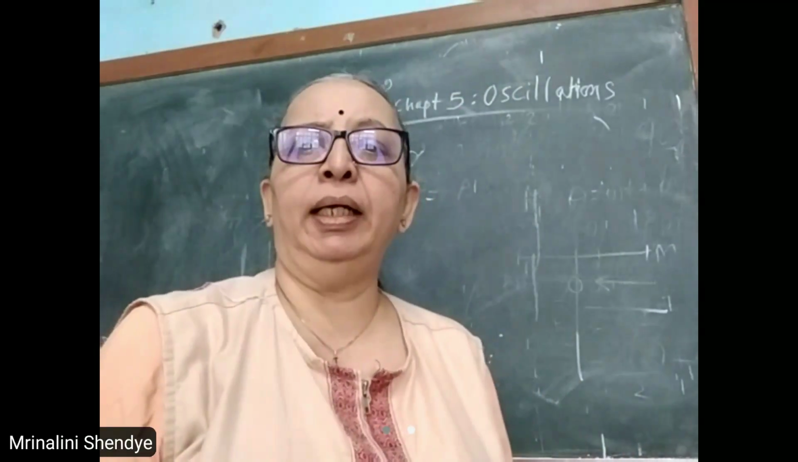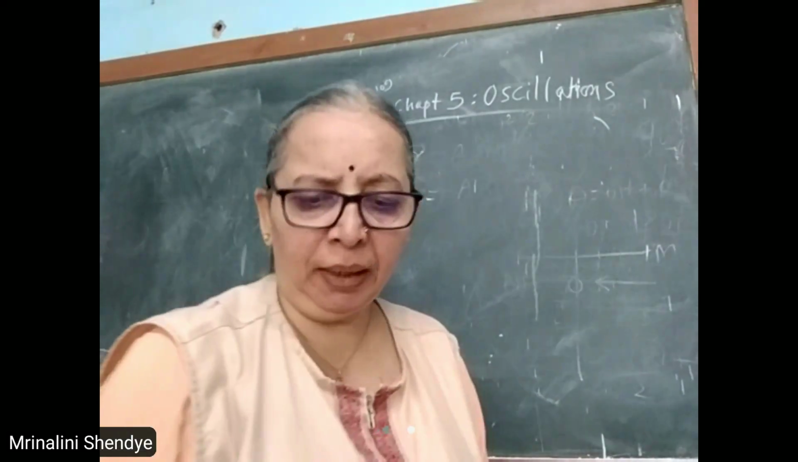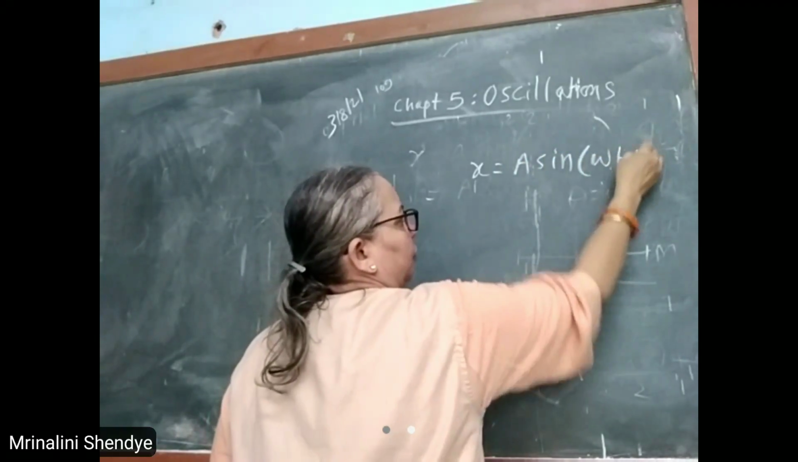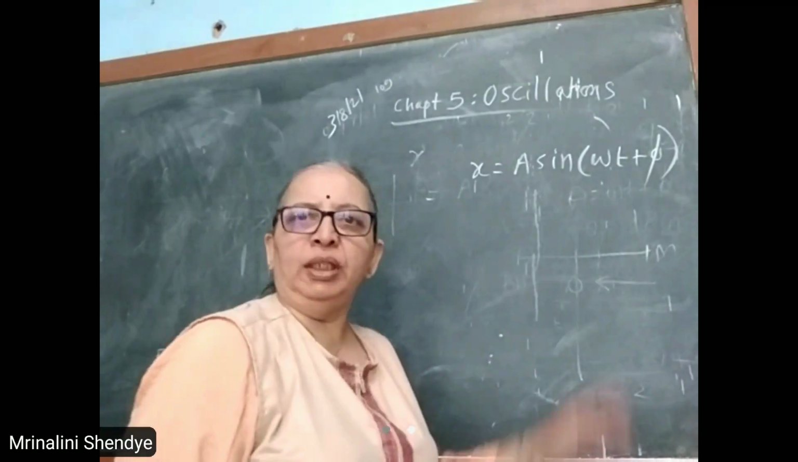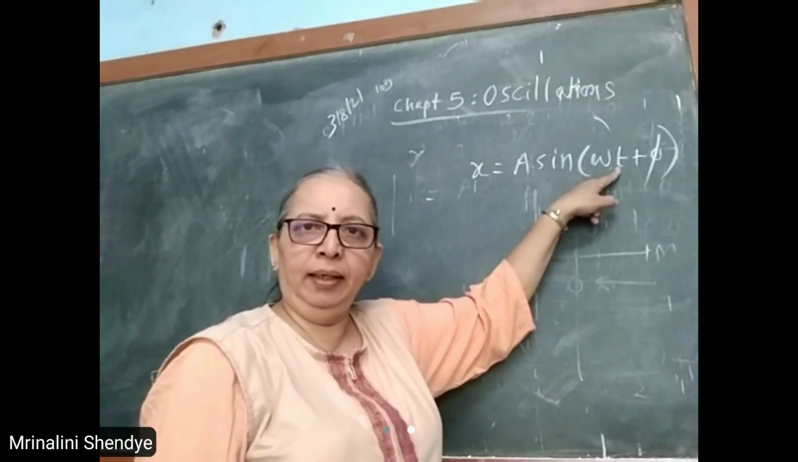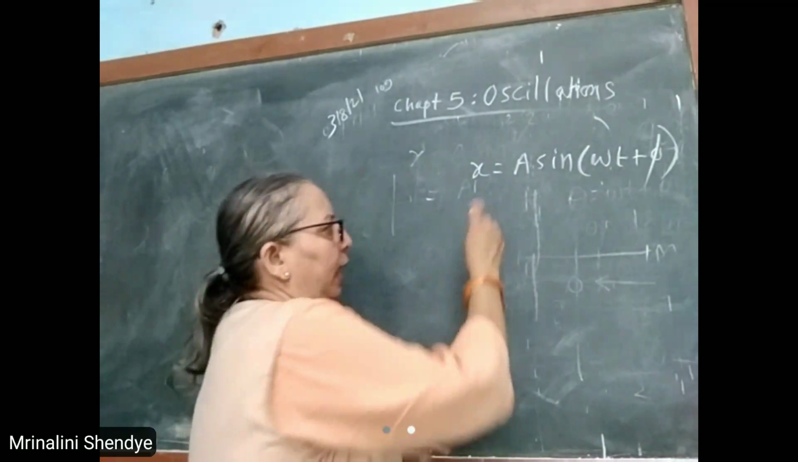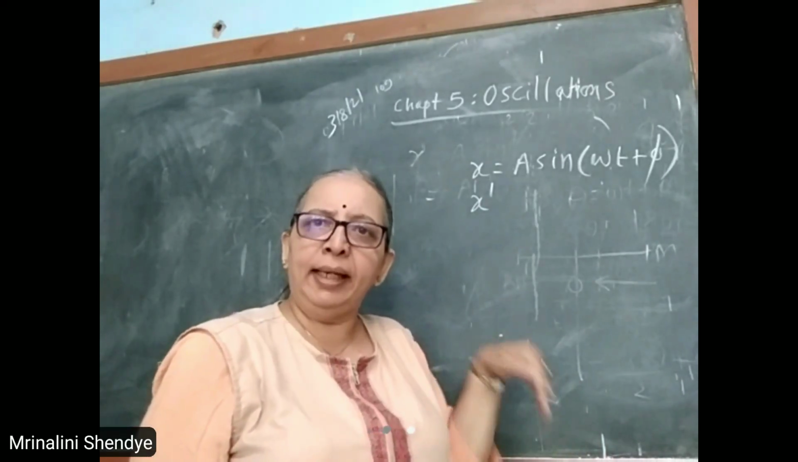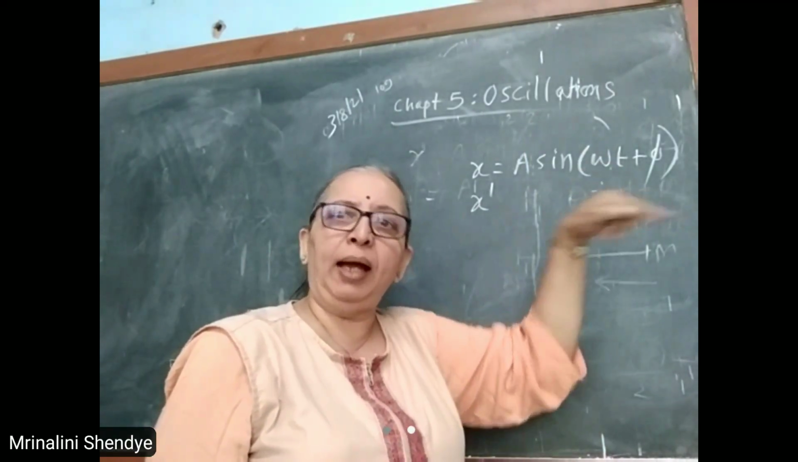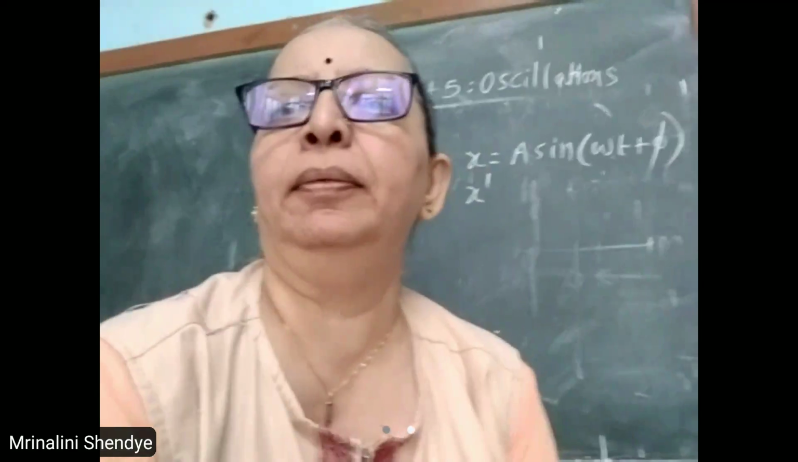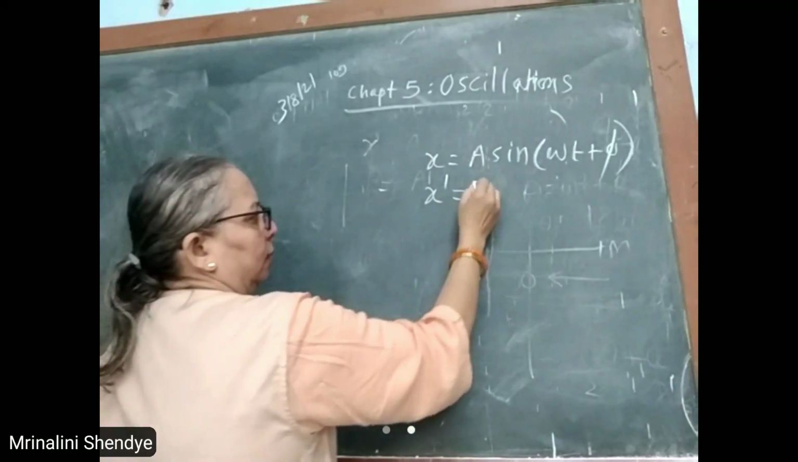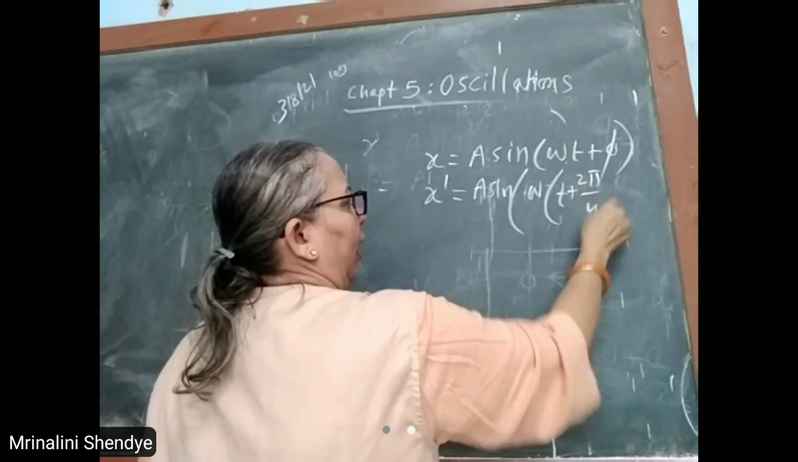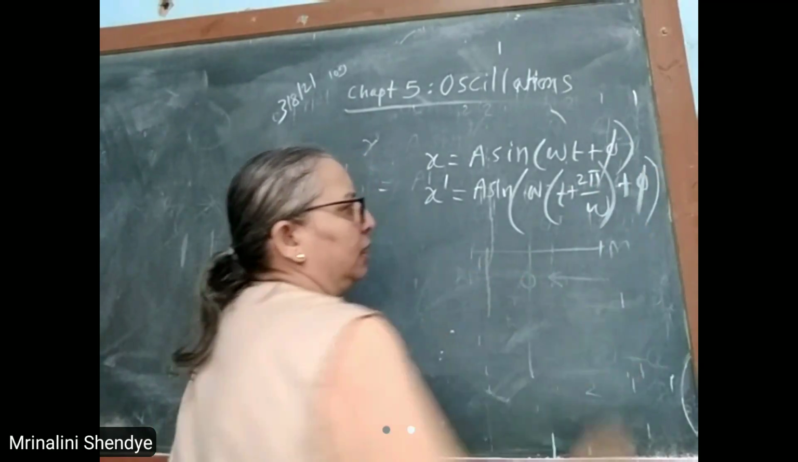Okay, I will continue. The general expression for displacement is a sin(omega t plus phi). So this is the displacement at time t. If you find the displacement x dash after, suppose, time 2 pi upon omega, that is at the time instant t plus 2 pi upon omega, you will get a sin(omega times t plus 2 pi upon omega, plus phi). Substitute the value of t.